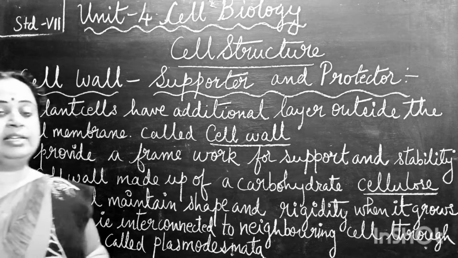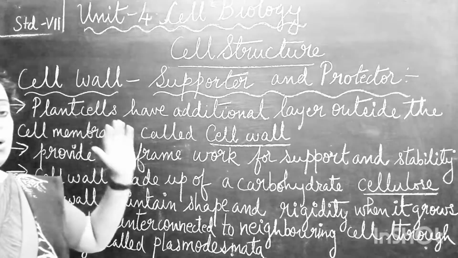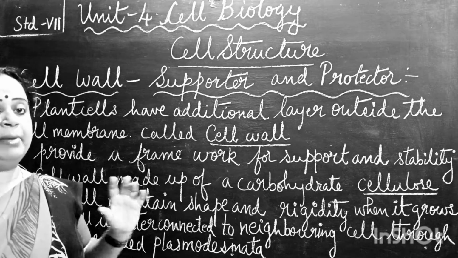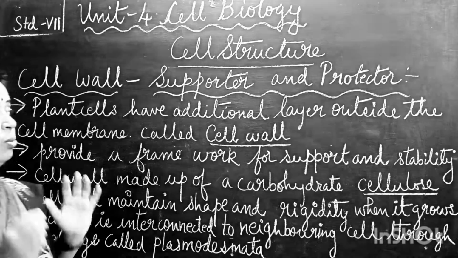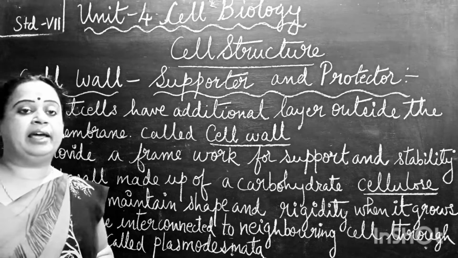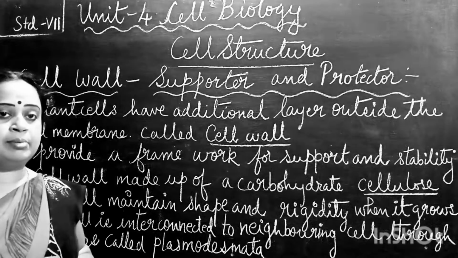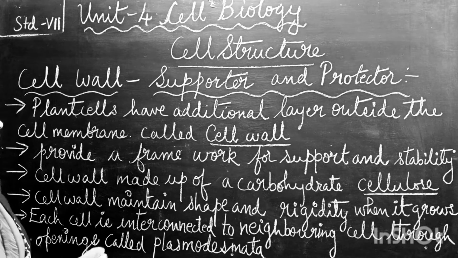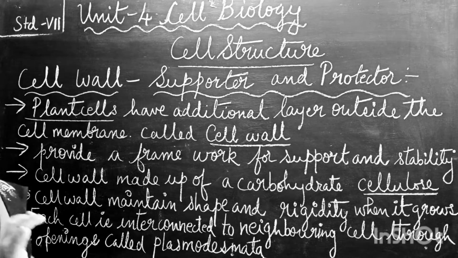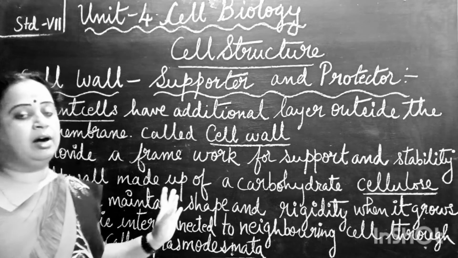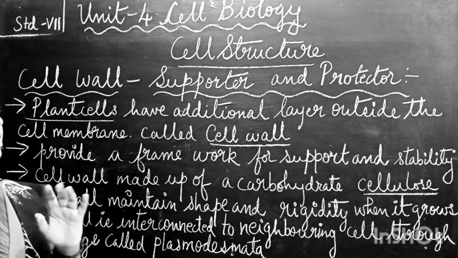So cell wall is a layer which is present outside the cell membrane of plant cells. It is an additional layer present outside the cell membrane or plasma membrane of plant cells. Only plant cells will have a cell wall, whereas animal cells do not. That is one of the main differences between plant cell and animal cell.